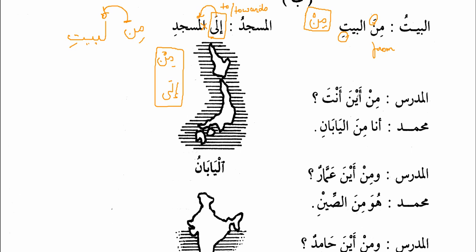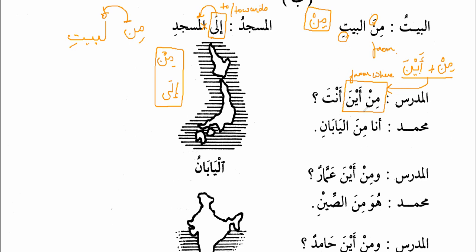Al-Mudarris min aina. Now, this is another kind of questioning tool, and this questioning tool comes with harf jar min plus aina, and they both come together to form one questioning tool, that is, from where. From where. So these two come together and become one questioning tool.